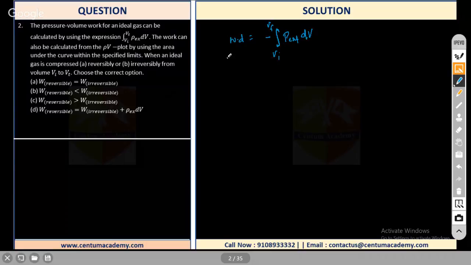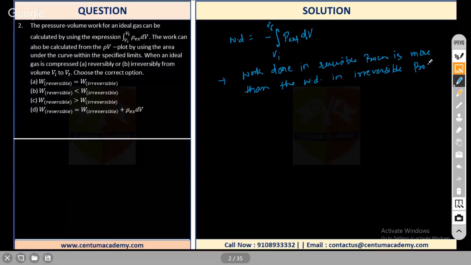Thank you. Bye. Okay, so here work done in reversible process is always more than the work done in irreversible process, right? So it means what? Since we are talking about magnitude here, a small mistake you have made here: work done in reversible process is more than the work done in irreversible process.